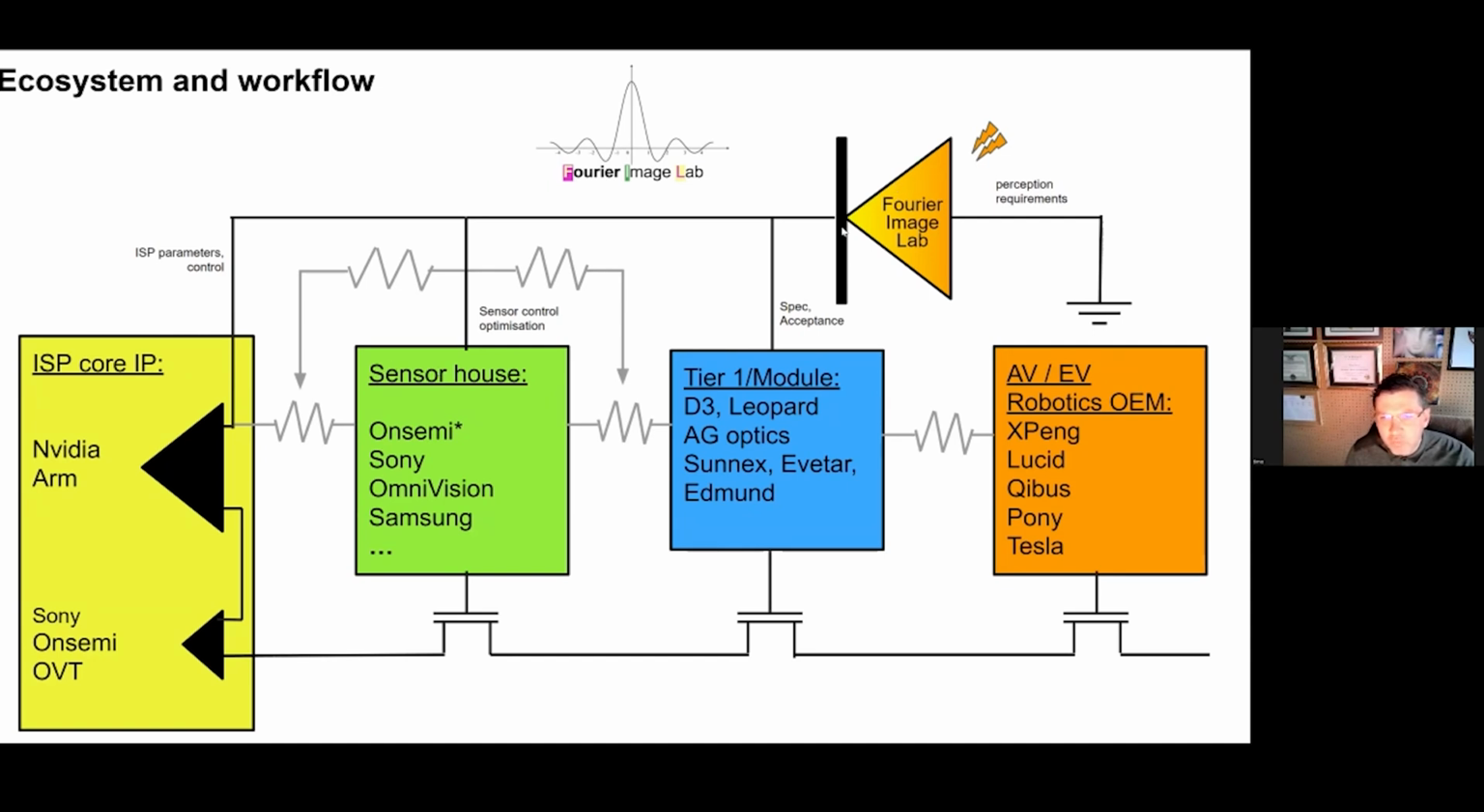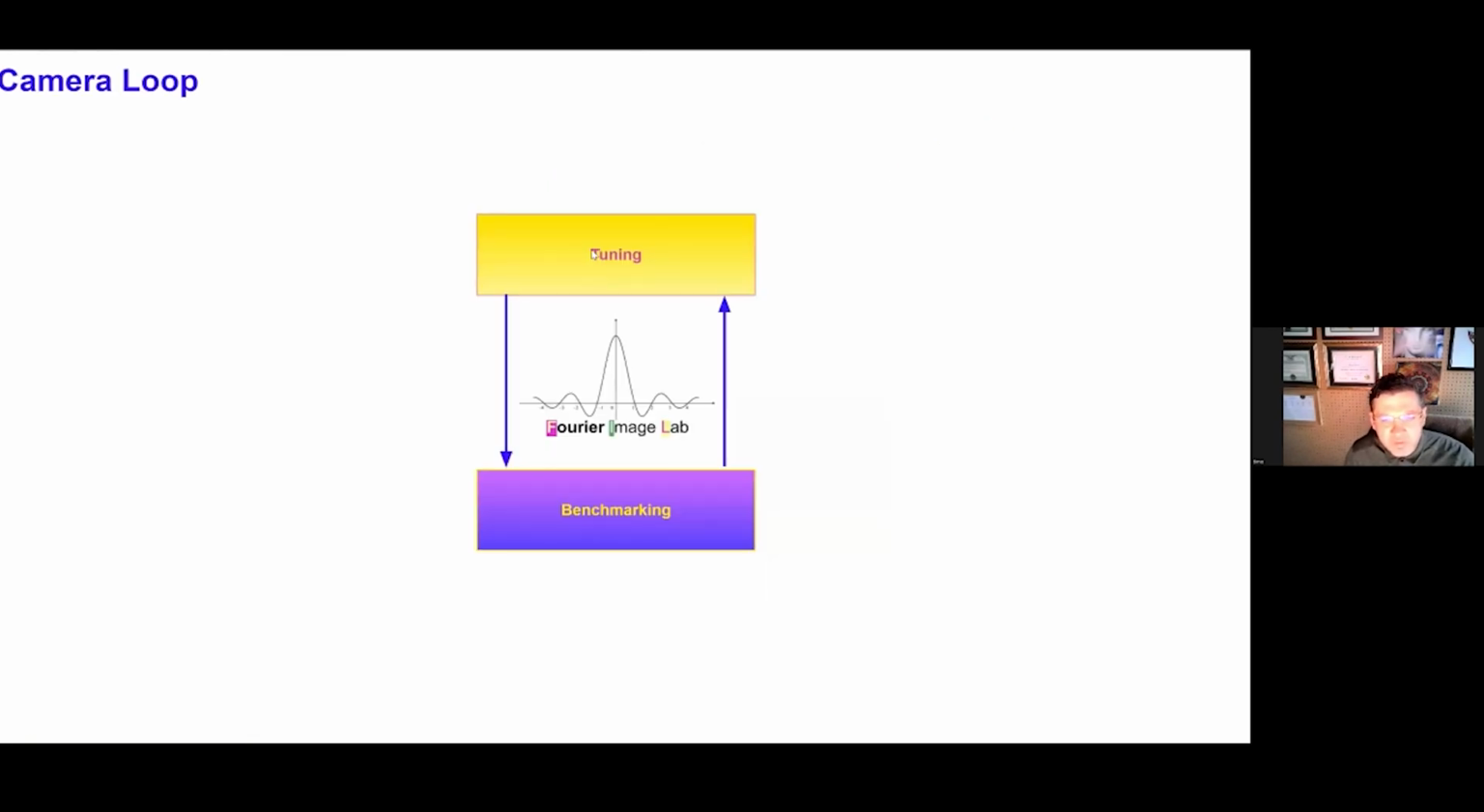So the mission of Fourier Image Lab is to take the requirements. By the way, these are the companies which we work currently or supported previously, and we take some requirements and translate the perception requirements into the hardware specs, sensor optimization parameters, or ISP tuning for camera. And the key services are tuning and benchmarking. So it's a loop which produces the whole value and never ends.